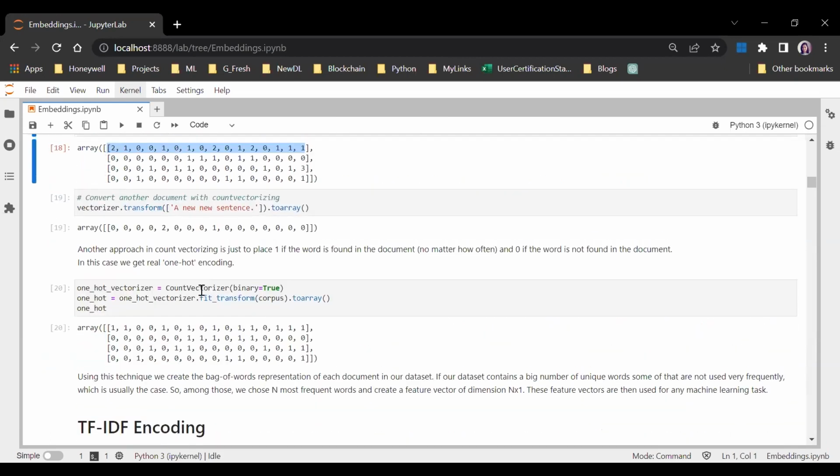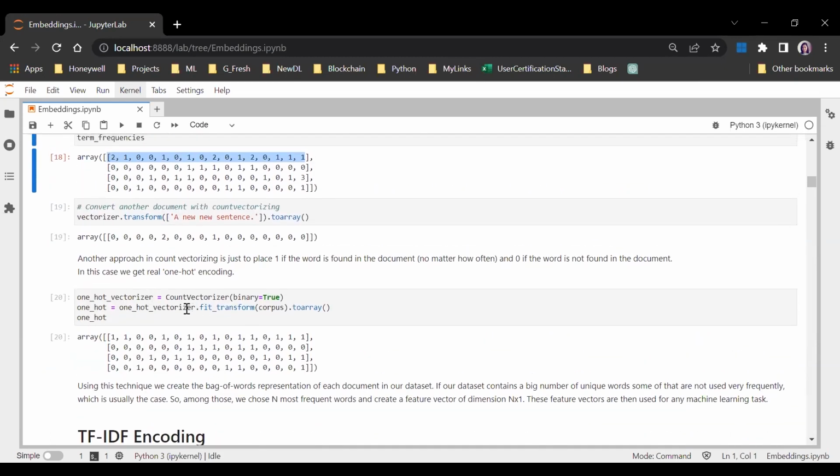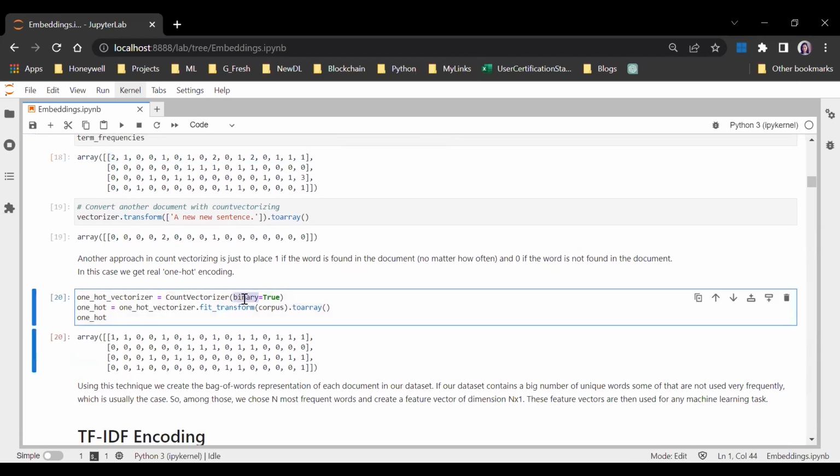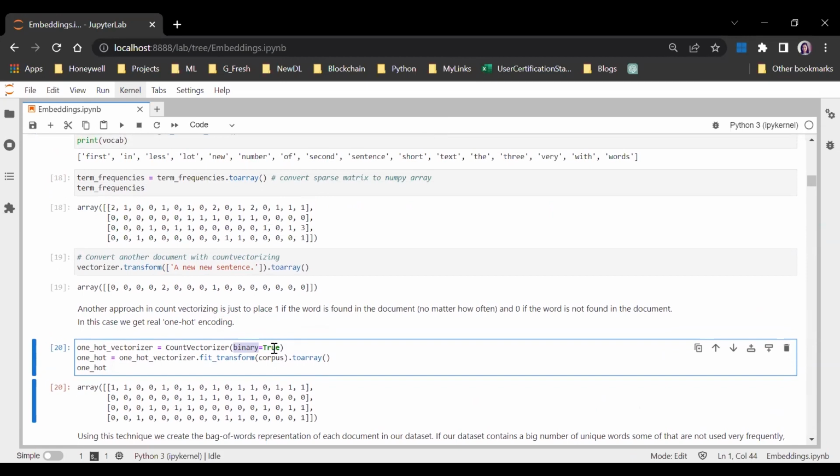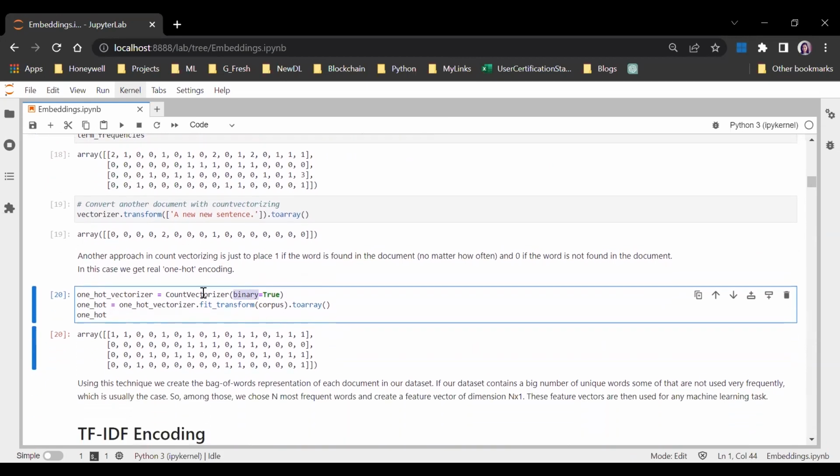There is another way of using this CountVectorizer. There's a parameter called binary. If we set this binary parameter to true, then we can use this CountVectorizer function to get the one-hot encoding. In one-hot encoding, we will have the 0 and 1 representation. That's the difference between one-hot encoding and the bag of words approach.